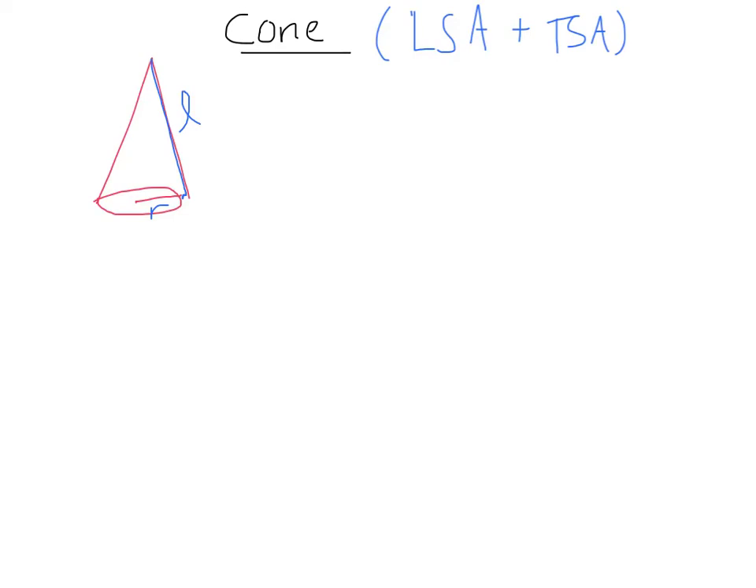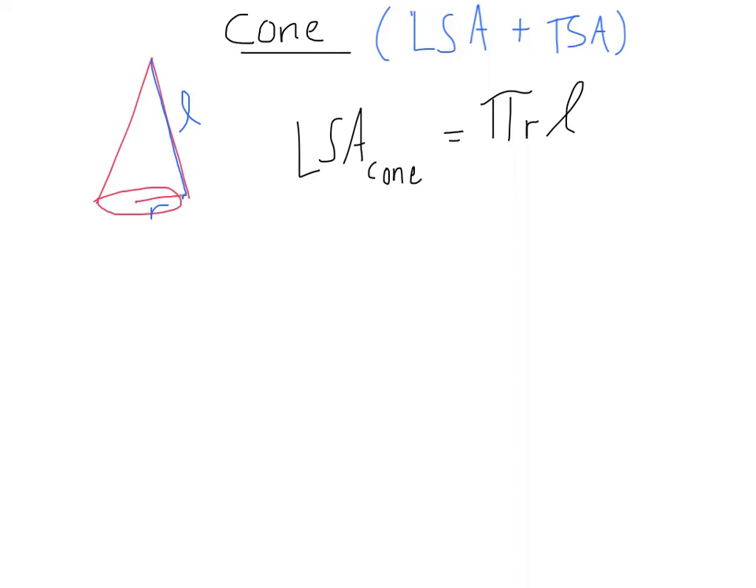Well, the lateral surface area of a cone, and we can prove this in class, but here you're just going to have to take my word for it. The lateral surface area of a cone is going to be pi times the radius times the slant height.